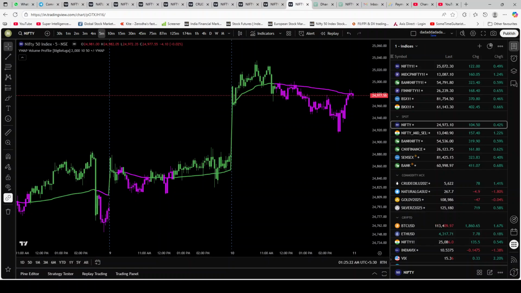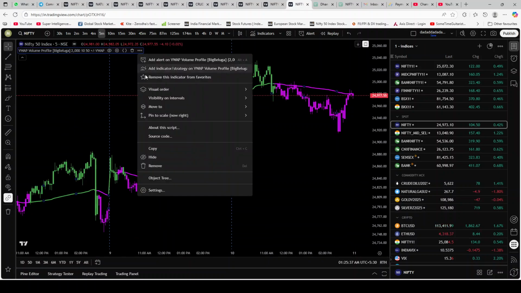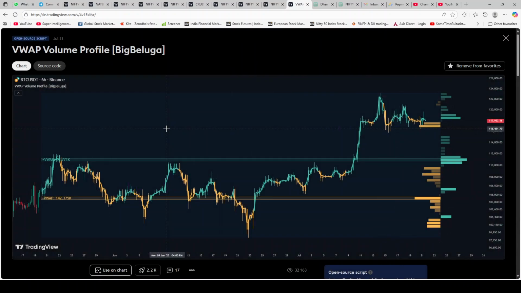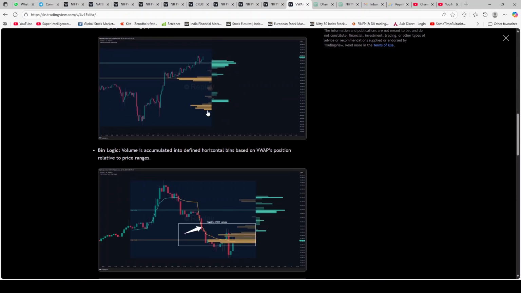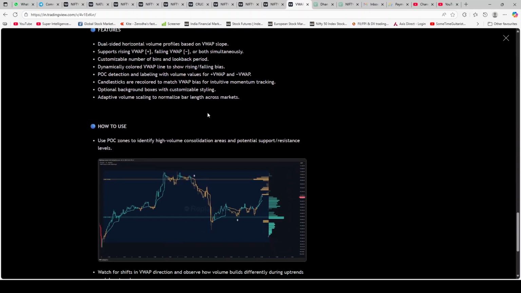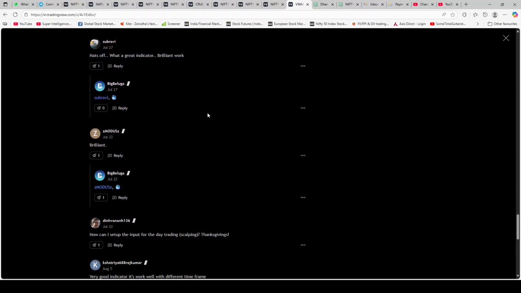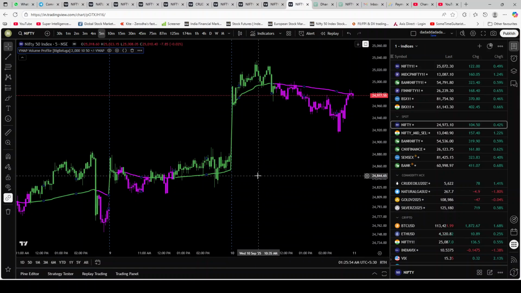All right. So this is one of the important things that I generally tend to use all the time, and this indicator is based on VWAP, and it's made by Big Beluga. About the script. VWAP volume profile by Big Beluga. I strongly suggest everyone give this at least a read once or twice so that you get a better understanding of what you're doing. I'm using this how I would want to use it.